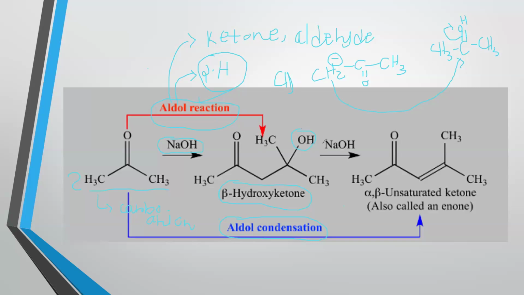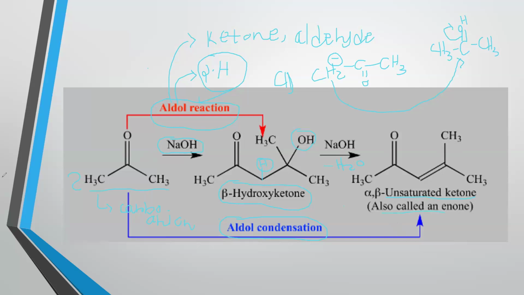When water is removed from this aldol product, see here, there will be one hydrogen here, right? So from this hydrogen and this OH, water will get removed in the form of H2O, and then it will form the final product, an alpha beta unsaturated ketone, or an alpha beta unsaturated carbonyl compound in general, if you use an aldehyde or ketone. So this is the difference between these two.